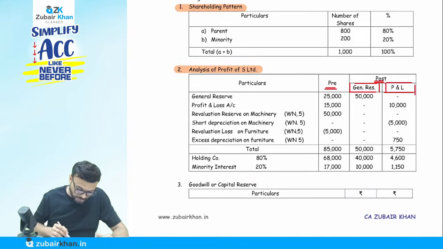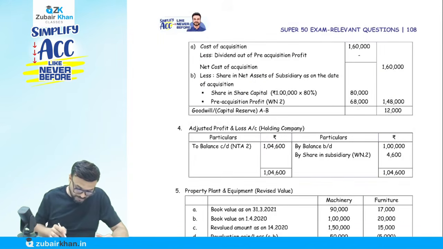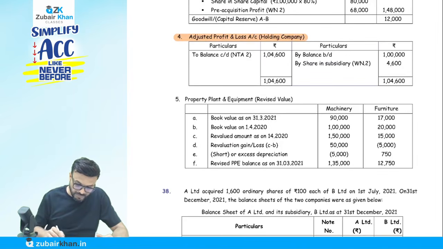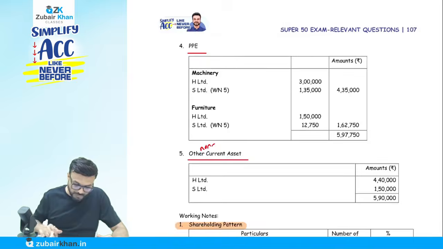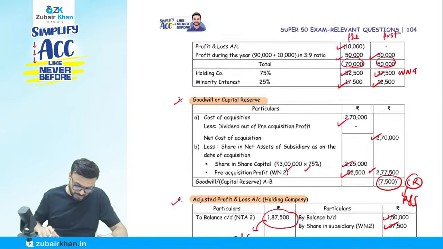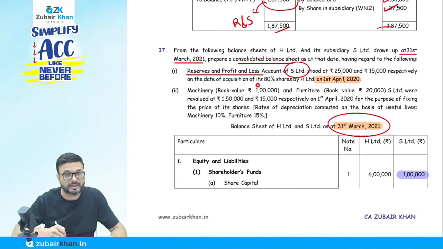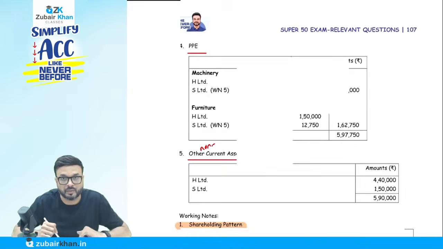Then we have working note number 3, goodwill or capital reserve. Working note number 4, adjusted profit and loss account. But one more thing that I will discuss: I told you that there is some adjustment. This para I will read you later on, and on that they make a working note, the 5th working note number.